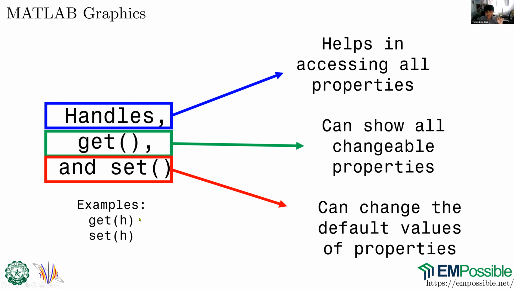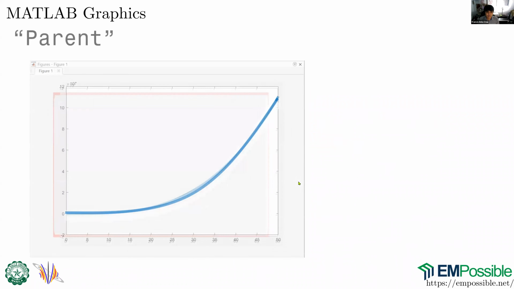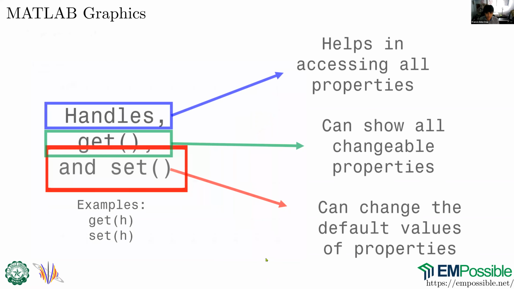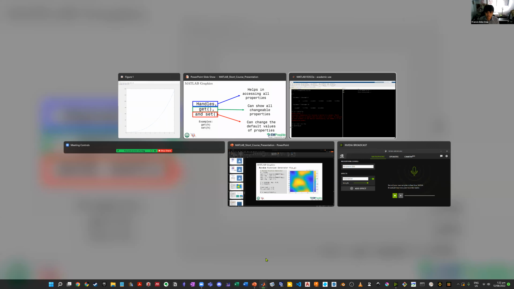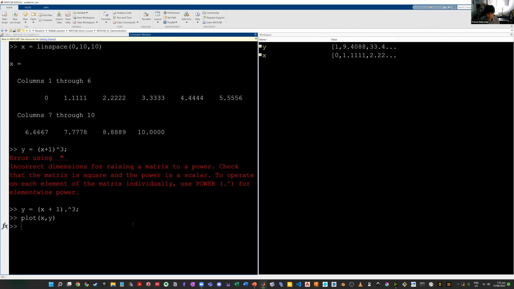Next is the get. For the get, you can use the get command to show all of the changeable properties, all of the available properties that you can change in a certain plot. And for the set, you can actually change the values of the properties. So let's have some examples.